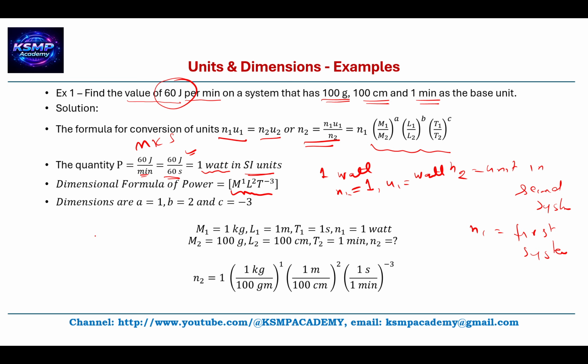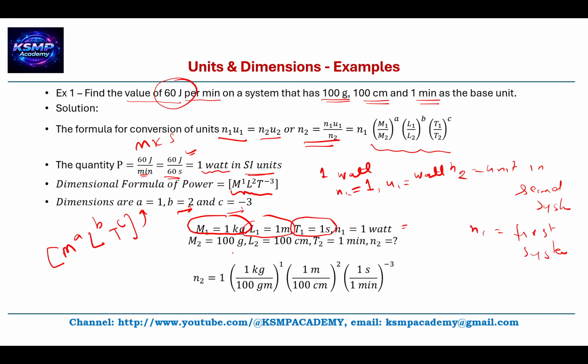And for power we know the dimensional formula, which is M L square T to the power minus 3. Comparing with M to the power a, L to the power b and T to the power c, here we have a equal to 1, b equal to 2 and c equal to minus 3. So we have the values of A, B, C. Now let us find the values of M1, L1, T1 and M2, L2, T2. In SI units, in the first system, M1 is 1 kg, L1 is 1 meter and T1 is 1 second, and the unit is 1 watt.